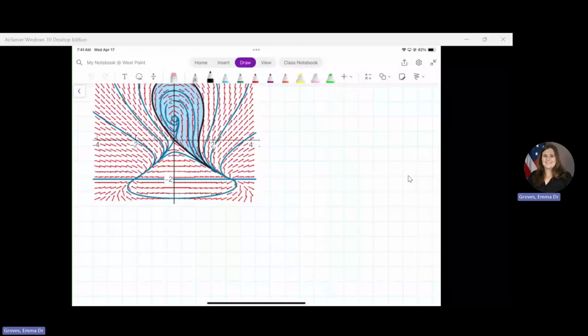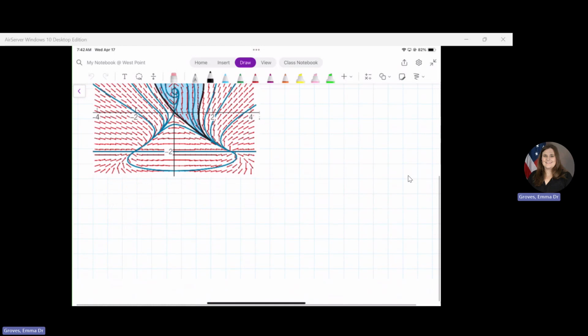All right. So what we did yesterday was we reviewed how to classify our equilibrium values for linear systems. And we did all that review. What we're going to talk about today is how we extend the qualitative analysis, where we look at our critical values and describe what is happening at those critical values, to nonlinear systems.